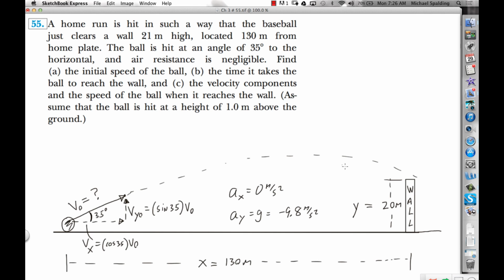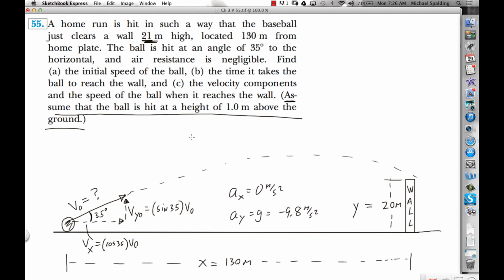Now, the ball barely clears this wall. So what does it say here? The ball is hit. The ball just clears a wall. So you'll notice here they give you 21 meters. Notice in the diagram I put 20, because if you read the last sentence, it says, assume that the ball is hit at a height of 1 meter above the ground. Isn't that great? They put that in there at the end. How many of you got stuck on that?